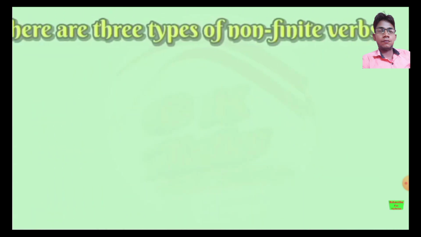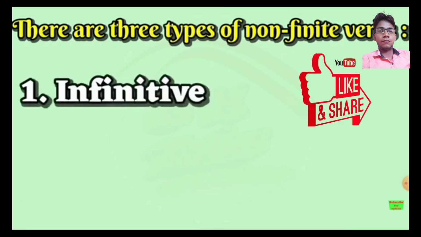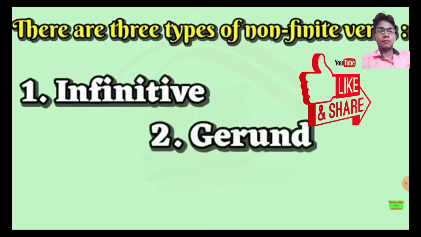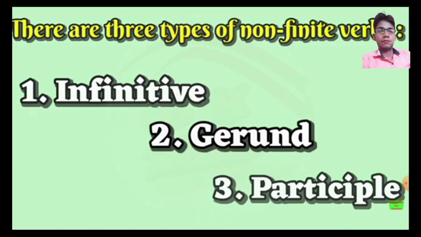There are three types of non-finite verbs. Number 1, infinitive. Number 2, gerund. And number 3, participle. We'll discuss it one by one.